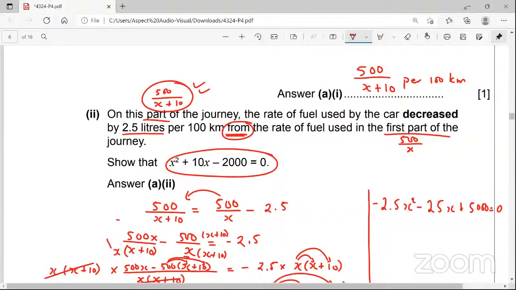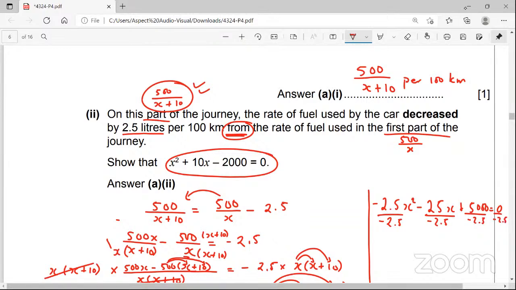Are we together? They could have asked me to show that it must become this, then you stop there. But in this case, they want me to show that it becomes that. Then you have to divide by negative 2.5 throughout. So you are manipulating such that it looks like what they asked you to show. Are we together? Okay, so if I divide by negative 2.5, then I divide this by negative 2.5, then I divide that by negative 2.5. I divide my 0 by negative 2.5.